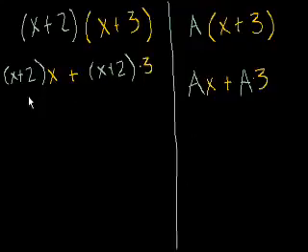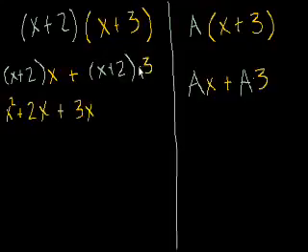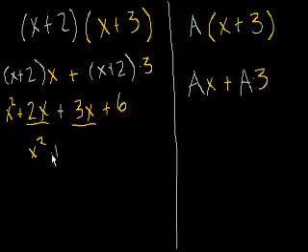What is x times x? Well, that's x squared. And then x times 2, well, that's 2x. So we did this left-hand side already. And now we do this right-hand side. What's 3 times x? Well, that's 3x. And what's 3 times 2? Well, that's 6. And now we're almost done. We have a 2x here and a 3x here. We can simplify and add those together. 2x plus 3x is equal to 5x. So x squared plus 5x plus 6.